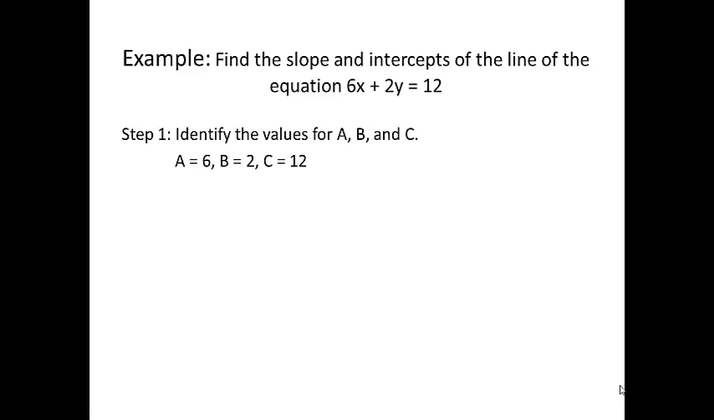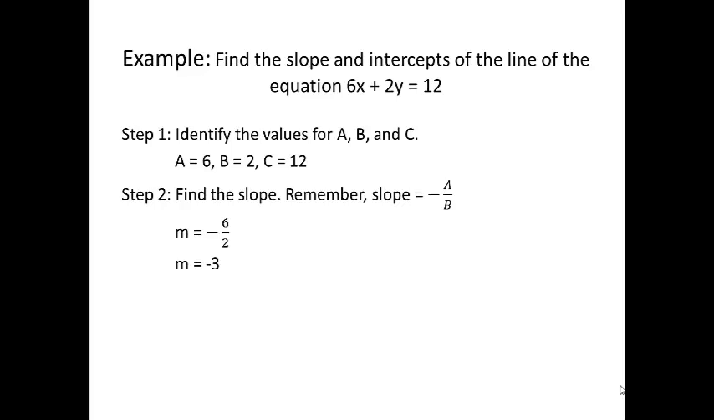Find the slope and intercepts of the line of the equation 6x plus 2y equals 12. Step 1. Identify the values for A, B, and C. A equals 6, B equals 2, and C equals 12. Step 2. Find the slope. Remember, slope is the opposite of A over B. In this problem, A equals 6 and B equals 2, so the opposite of 6 over 2 equals negative 3. Slope is negative 3.